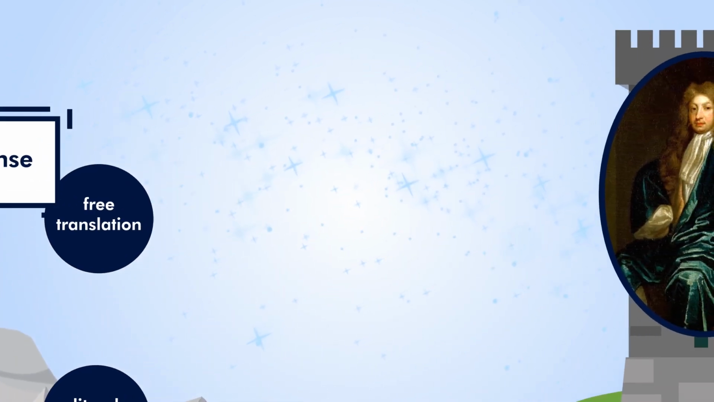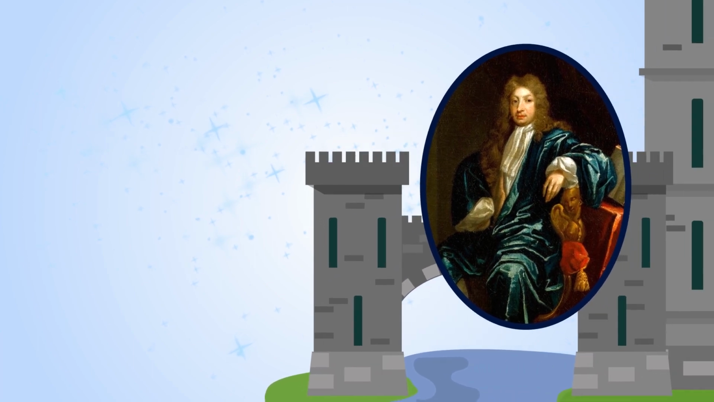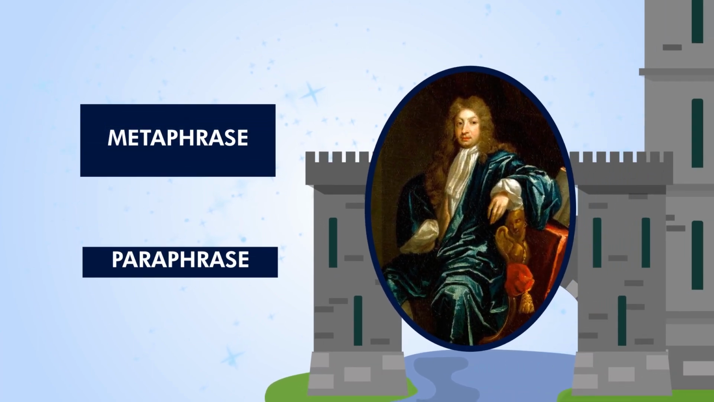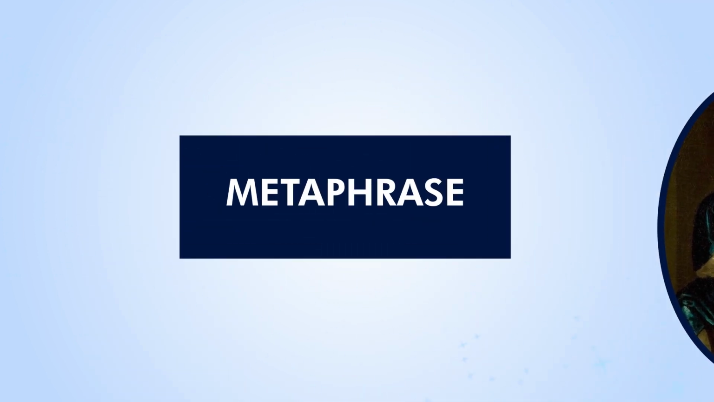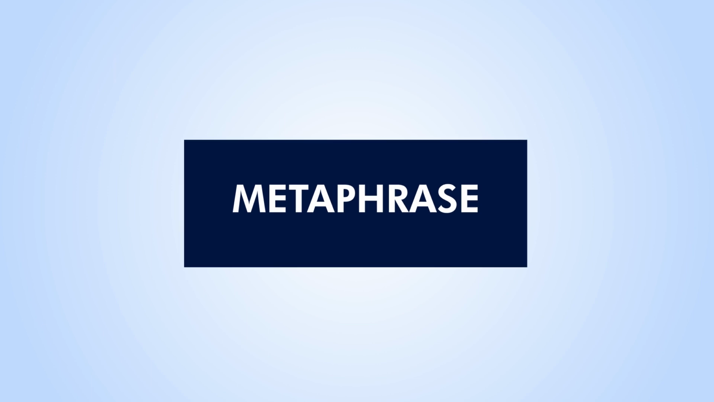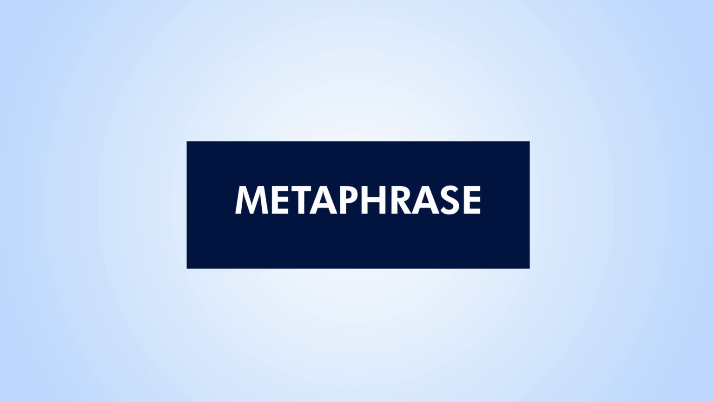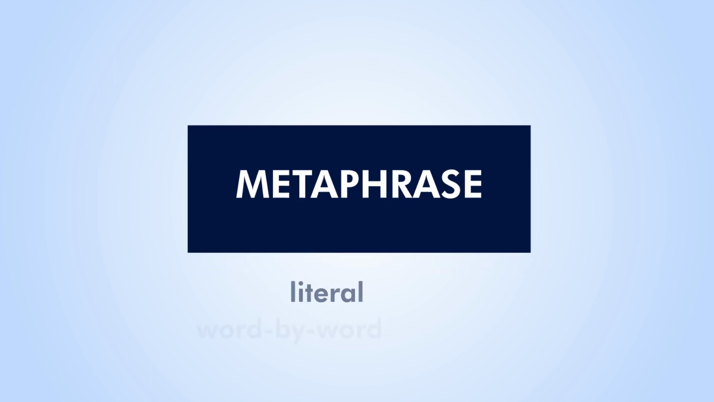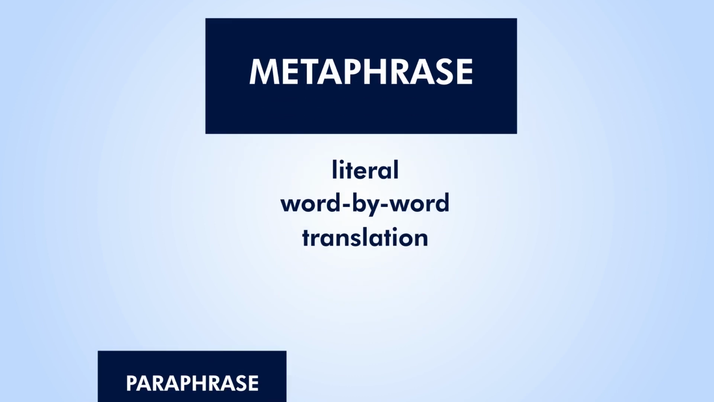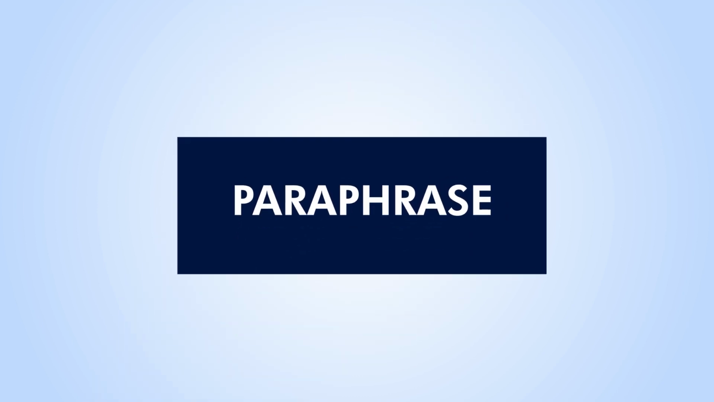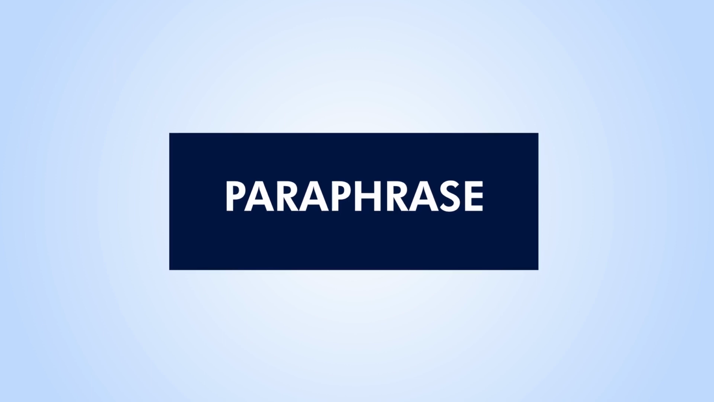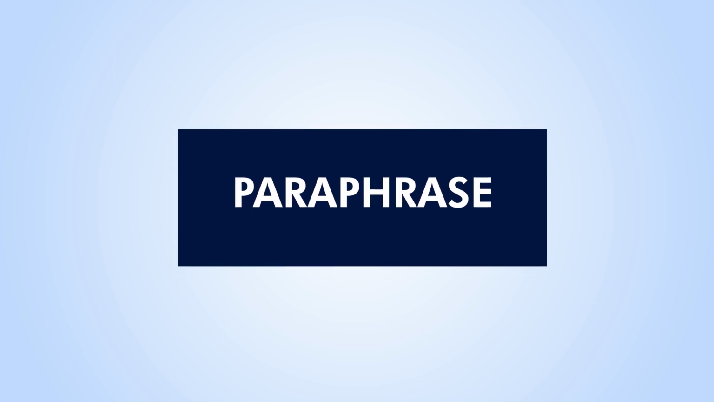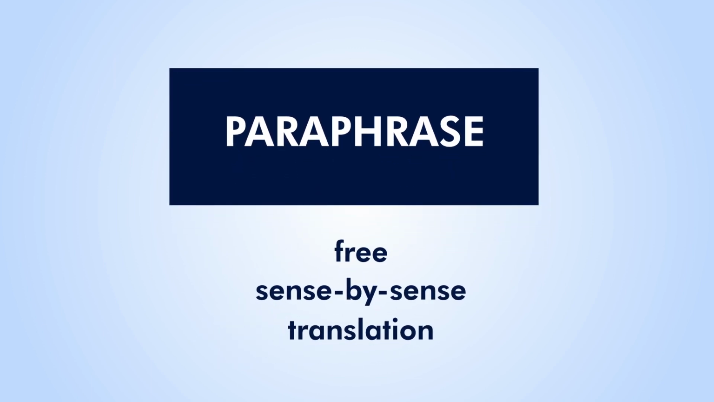In the 17th century, the English author John Dryden popularized the terms metaphrase and paraphrase to describe these two different translation approaches. Dryden described metaphrase as a form of translating what he called word by word and line by line from one language into another, also known as a literal or word by word translation. Paraphrase, on the other hand, is a form of translation where, Dryden says, the author's words are not so strictly followed as his sense, also known as a free or sense-by-sense translation.